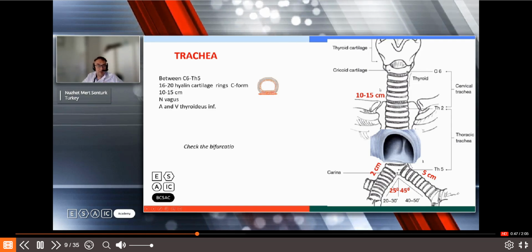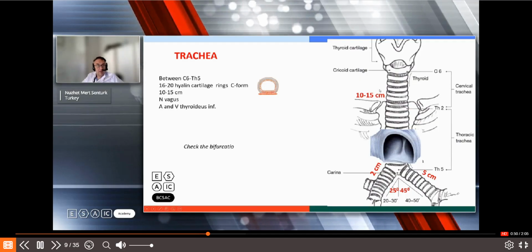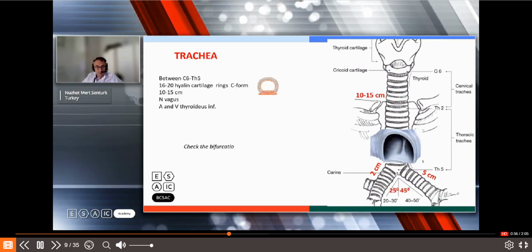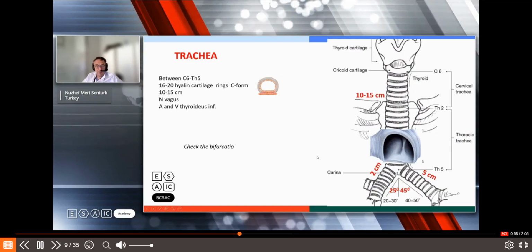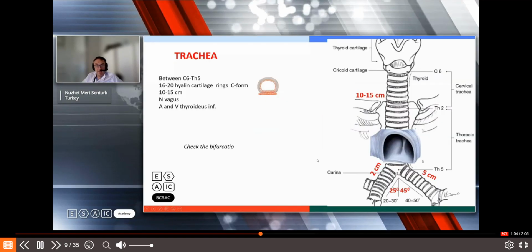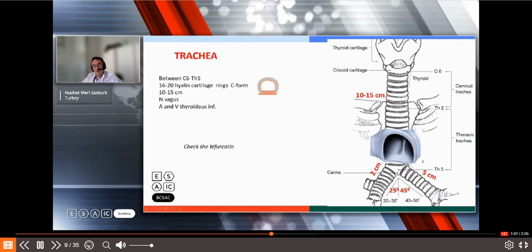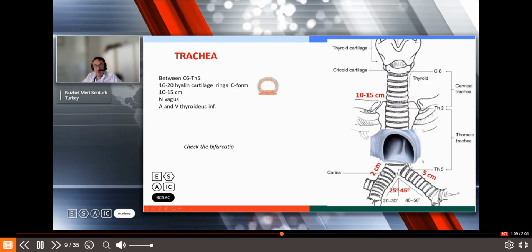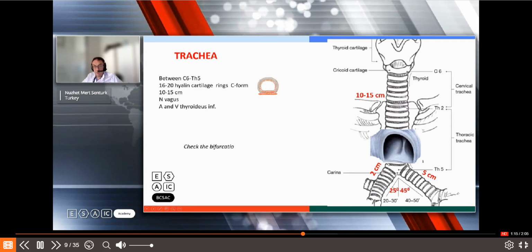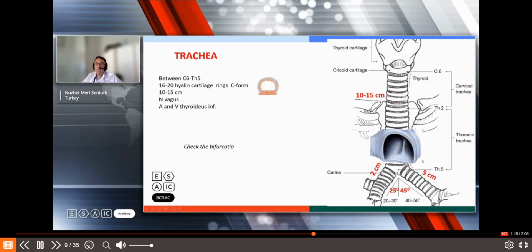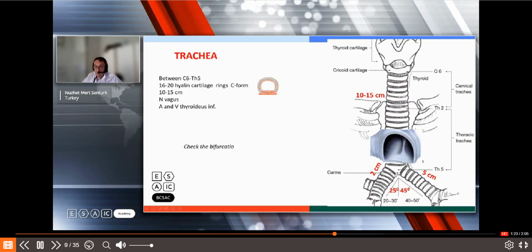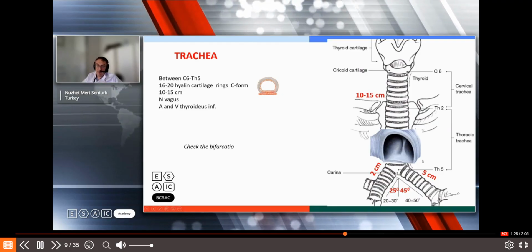The innervation is with the nervus vagus, and the blood circulation is performed by the inferior thyroid artery and vein. Then we have to be very familiar with the bifurcation. Below the bifurcation, as we know, we have the right and the left main bronchus. The right main bronchus has the first secondary bifurcation at 2 or 2.5 centimeters below the carina, and this right upper lobe bifurcation is important for us, especially in thoracic anesthesia for one lung ventilation.